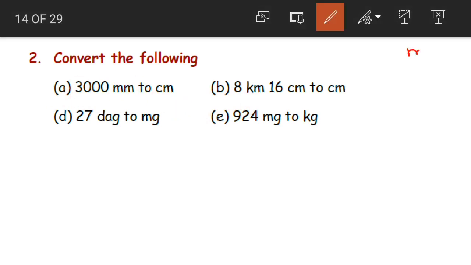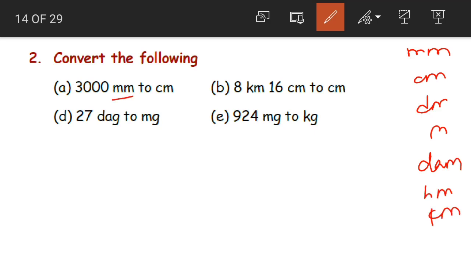Again, let us write the hierarchy. Millimeters, centimeters, decimeters, meters, decameters, hectometers and kilometers. Okay, now millimeters to centimeters. This is lower unit of measurement into a higher unit. And so we need to divide. By how much should we divide? Only one jump is needed. So by 10. Next, kilometers and centimeters to centimeters.